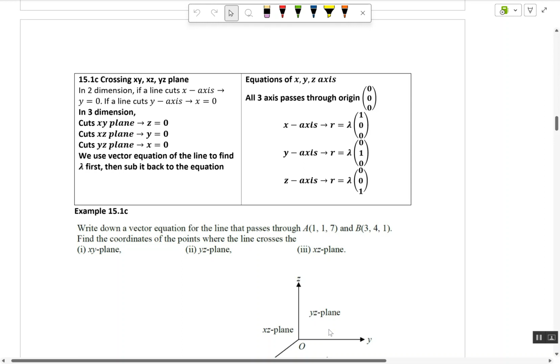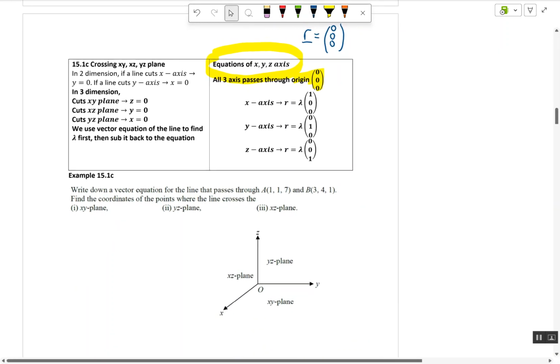Okay, for this next part, we need to know the standard equations of the x-axis, y-axis, and z-axis. All of the x, y, z axes pass through the origin. Remember previously a line must have a point, so this will be 0, 0, 0. This is how the xyz plane is usually drawn.